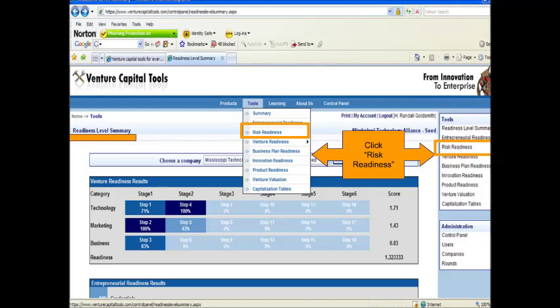When you log in, you'll find yourself on the Readiness Level Summary page. Here you have two options to open the risk assessment. First, you'll find access in a pull-down menu under the box labeled Tools, and the other is in the permanent display box on the right side of the screen. Clicking on either will open up the risk survey.